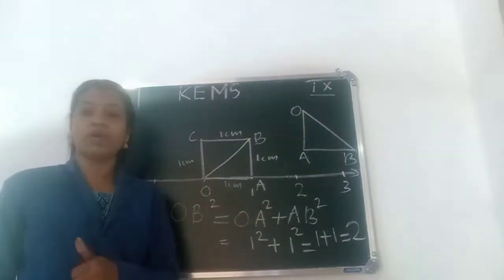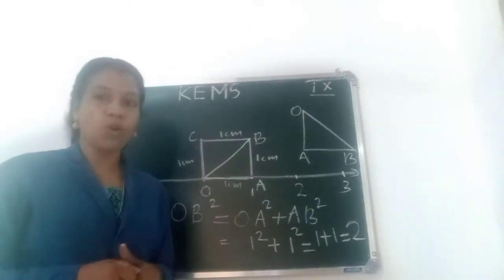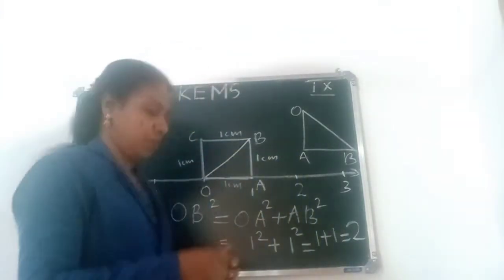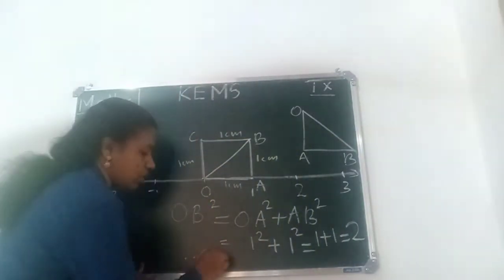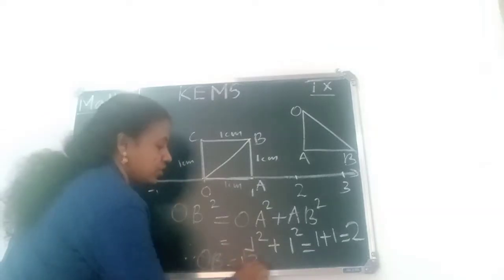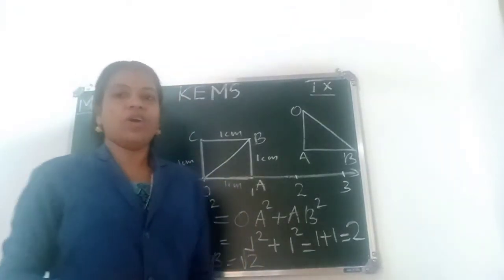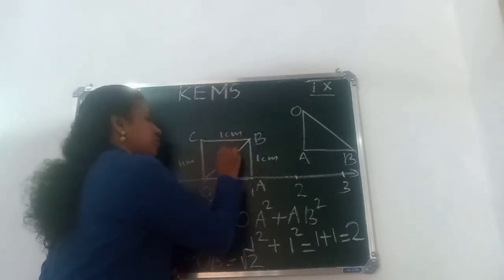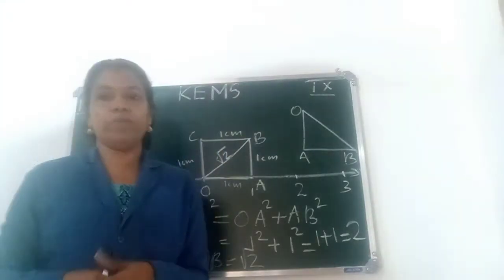OB square equals 2. Then what is OB? OB equals square root of 2. Therefore, OB equals root 2. So, we get OB as root 2.